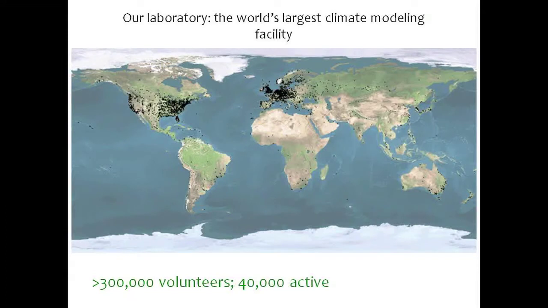We are generating way more runs than we could possibly do in-house. So we rely on a network of volunteers across the planet. This is a map showing their locations. This map is a couple of years old, so we've added some dots and lost some dots. We often have about 40,000 active volunteers at any one time.